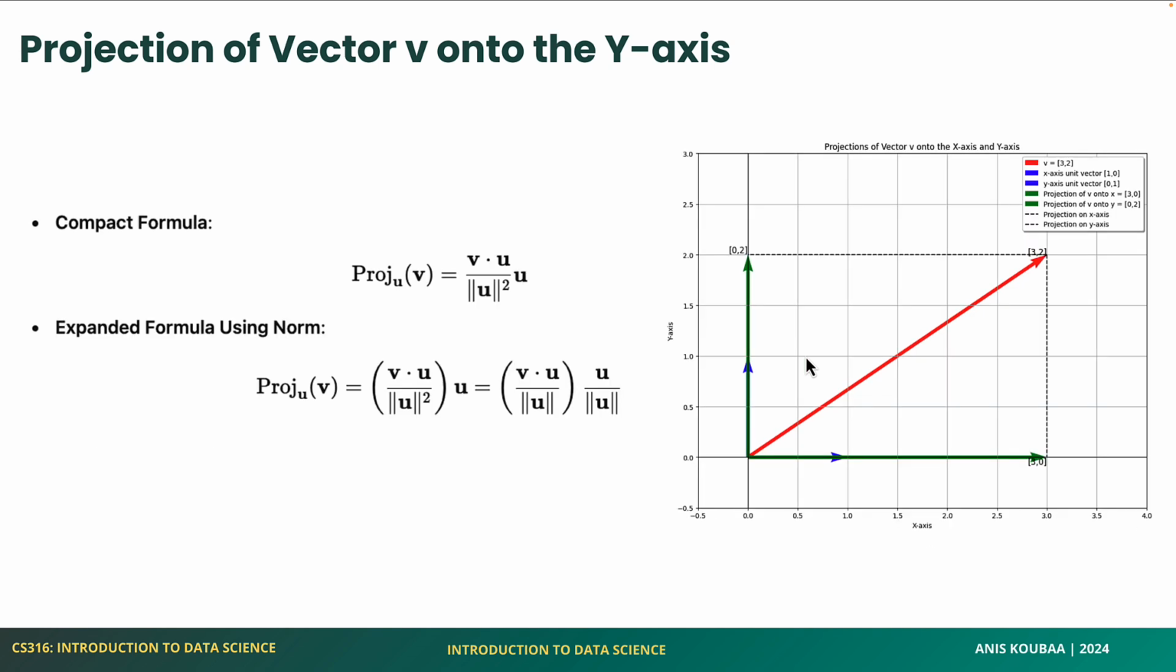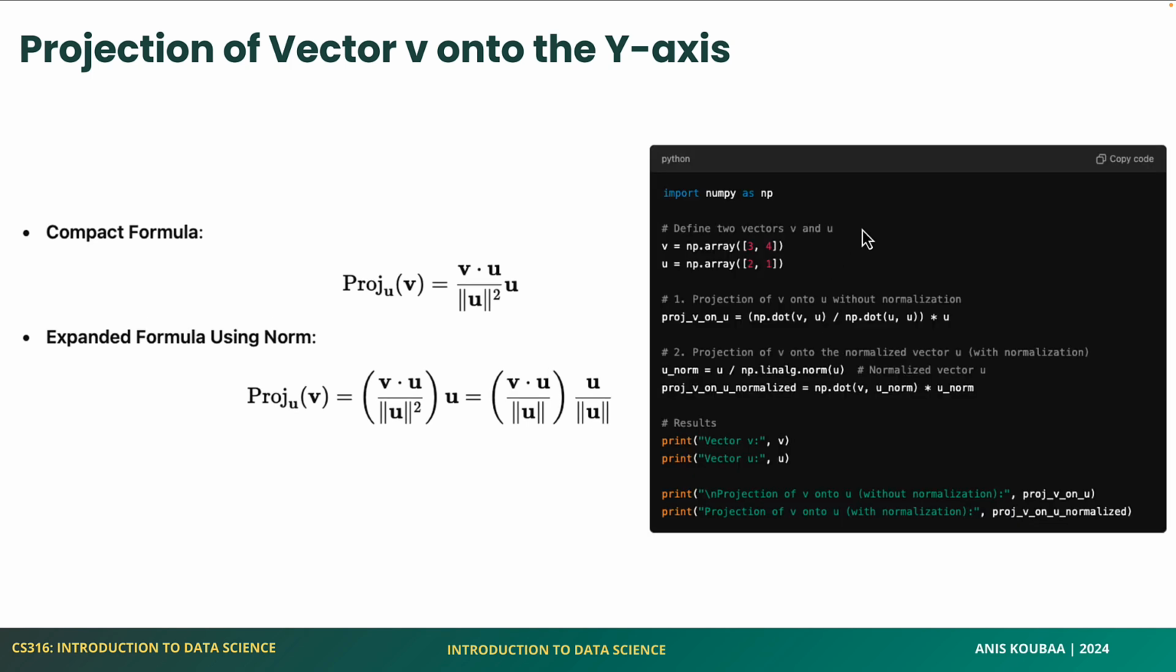So what is the general equation? The compact formula: the projection of v over u is (v·u) divided by the norm of u squared, times u. The dot product is v·u, and u divided by the norm of u squared is the unit vector part. This is just the same formula, but expanded. So this is the unit vector, and this is the dot product, divided by the norm. This will result in a projection, as we have seen in this plot.